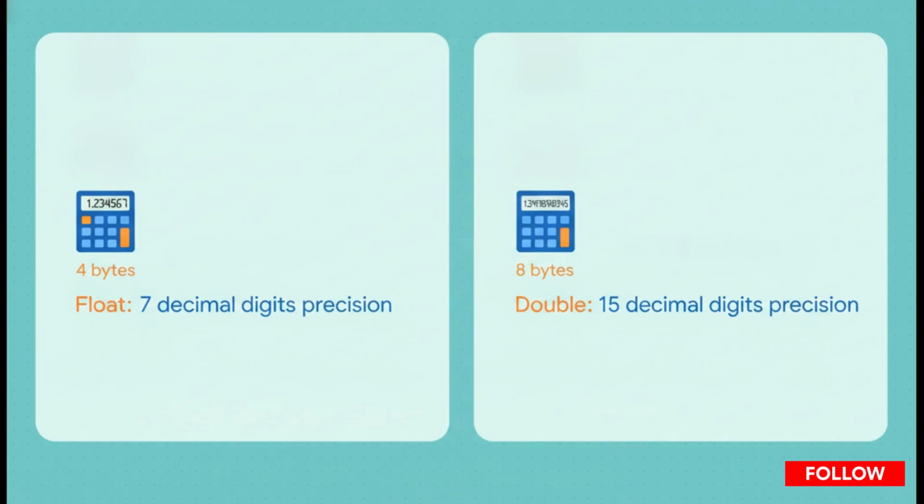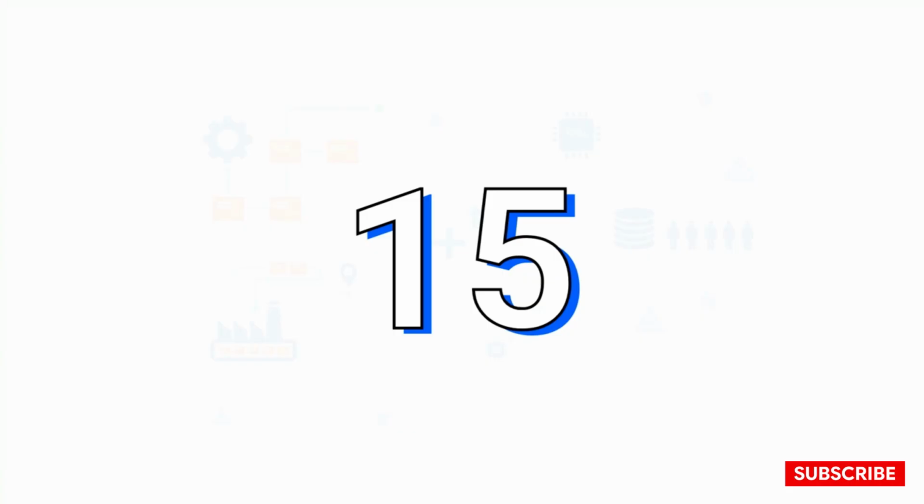A float is a 32-bit single precision box, and it takes up 4 bytes of memory. A double, on the other hand, is a 64-bit double precision box, taking up 8 bytes. So you're essentially trading a little bit of memory size and performance for a massive increase in precision. And that brings us to a really crucial number, 15. A double gives you exactly 15 decimal digits of precision, whereas a float maxes out at just 7.